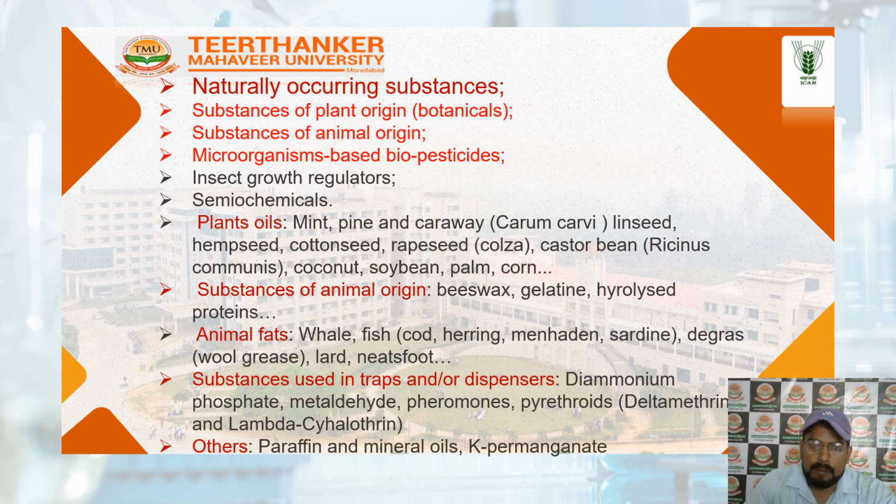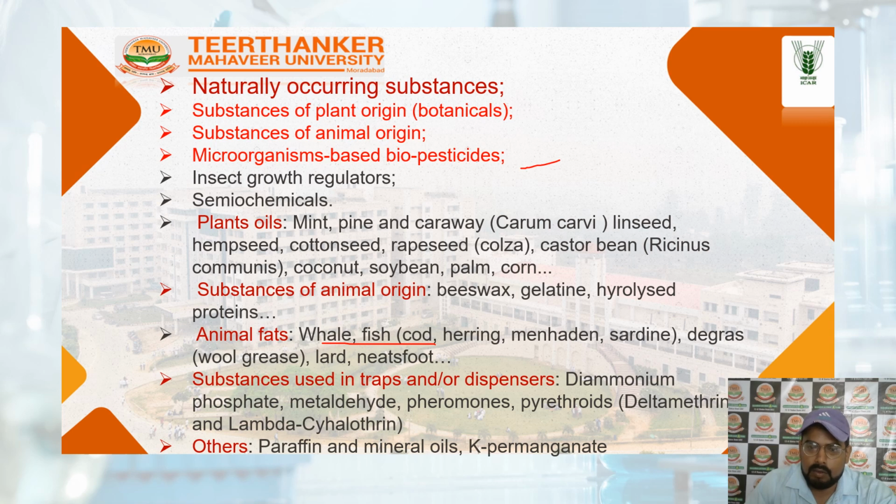Biorationals are also naturally occurring substances: substances of plant origin, substances of animal origin, and microorganisms, as well as insect growth regulators. Plant oils include mint, pine, caraway, rapeseed, castor bean, coconut and soybean. Substances of animal origin include beeswax, hydrolyzed proteins, and animal fats like whitefish, herring, mackerel and sardine.